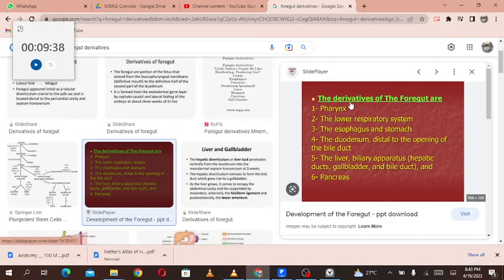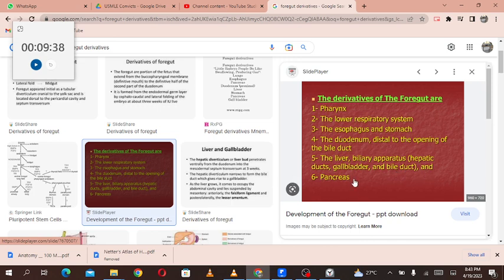So here you can see in this picture, these are the derivatives of the foregut, which start from the pharynx, then the lower respiratory system, the esophagus and stomach, the duodenum distal to the opening of the bile duct, including the liver, biliary apparatus, hepatic ducts, gallbladder, bile ducts, and the pancreas. All of that is the derivative of the foregut.